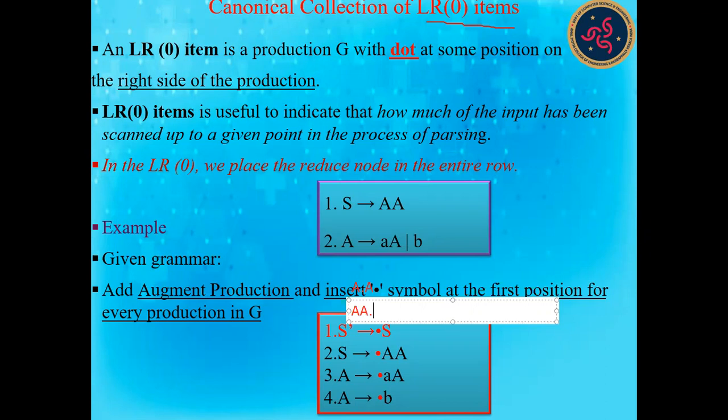So again, in the LR0, we place the reduced node in the entire node. So here, this is the case of the LR0 parsers. I hope it is clear. And when we look at more examples, it will be more clear to you.